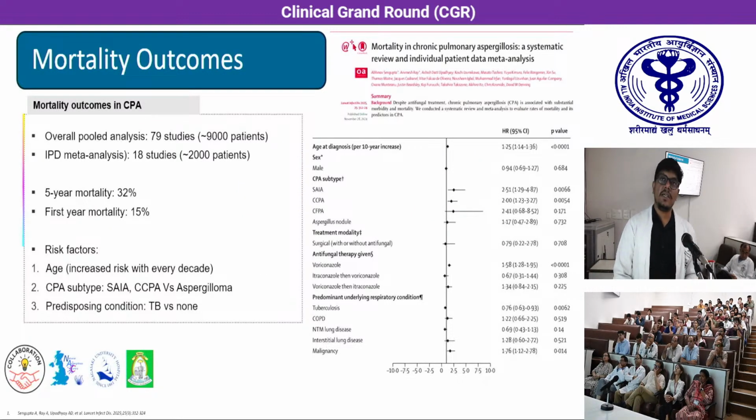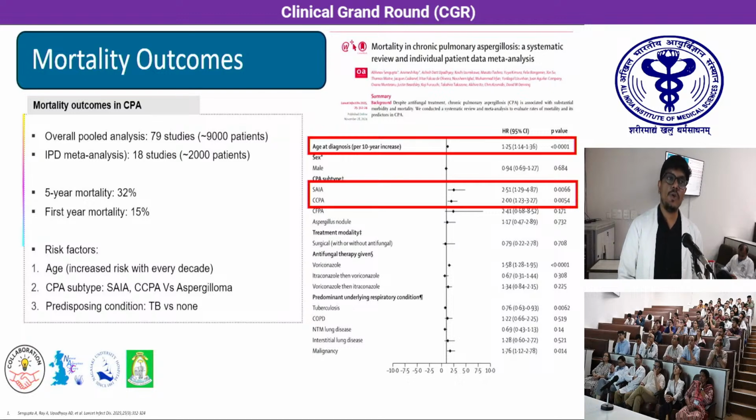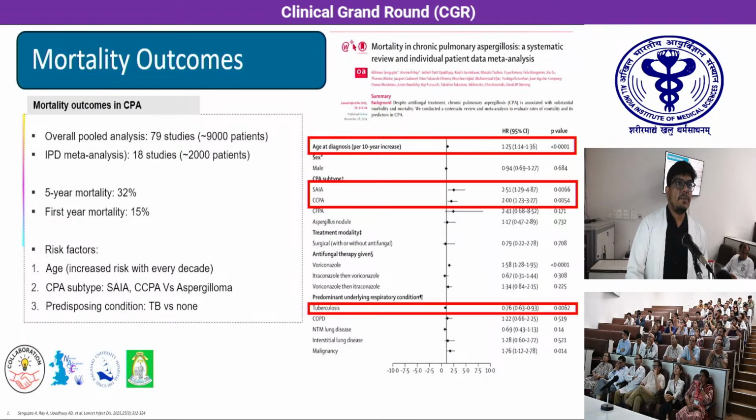This was a systematic review and IPD meta-analysis, done from our department in collaboration with 13 other centers, evaluating 79 studies and around 9,000 patients. Overall 5-year mortality was as high as 32%, with first-year mortality of around 15%. Amongst risk factors, age was a significant risk factor, with increased risk with every decade. CPA subtypes, for example subacute invasive aspergillosis and CCPA, were at higher risk as compared to aspergilloma. Finally, what was interesting was that patients who developed CPA in the background of tuberculosis had less mortality, as compared to some of the risk factors described from the West.